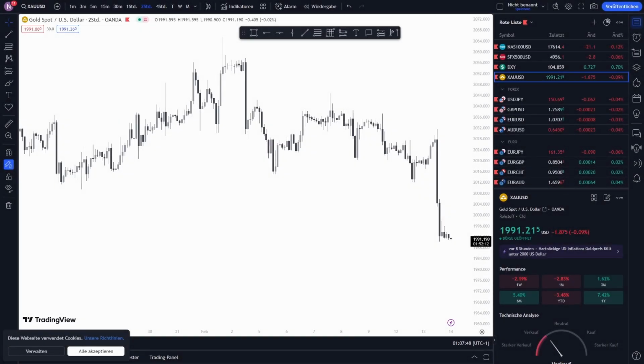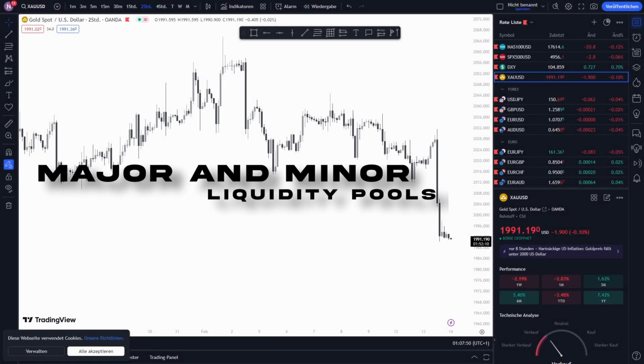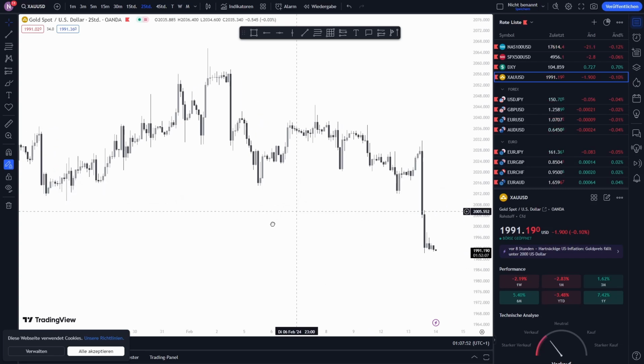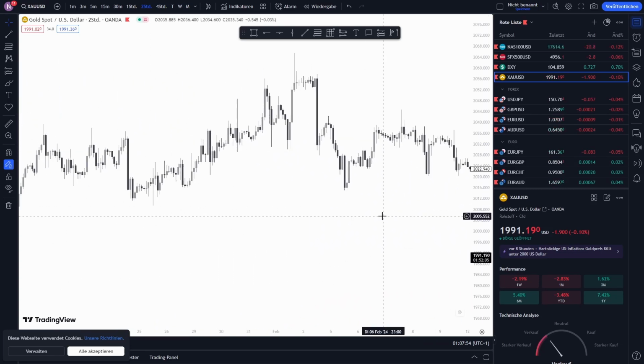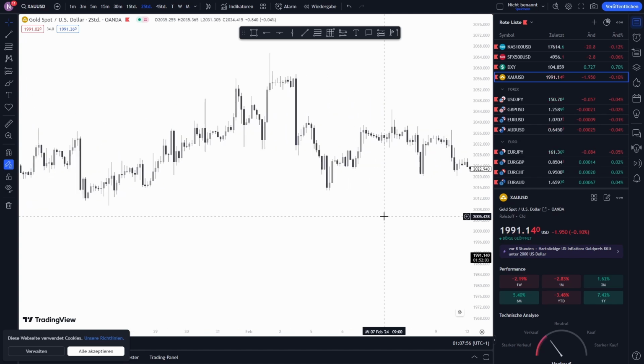Today I want to talk about the difference between major and minor liquidity pools, because I think a lot of people don't see the difference and just go for every liquidity that they see. But you need to understand that there's a difference between major liquidity and minor liquidities, because minor liquidities are more likely to not get taken out or even fake out people.